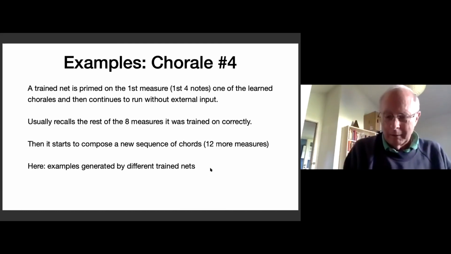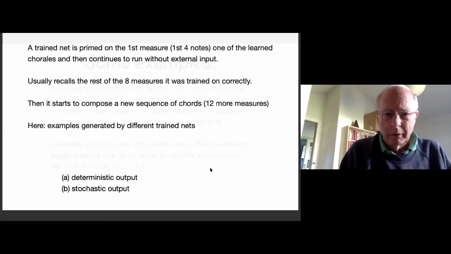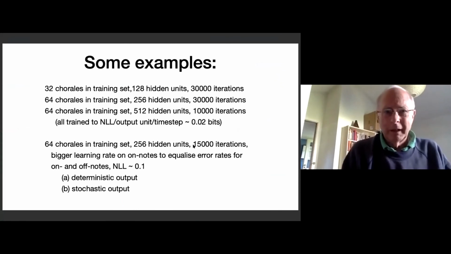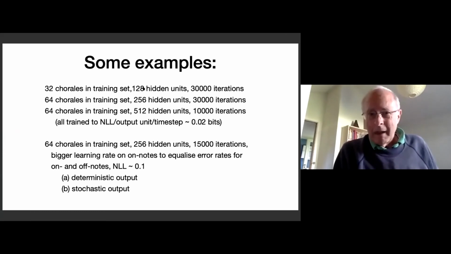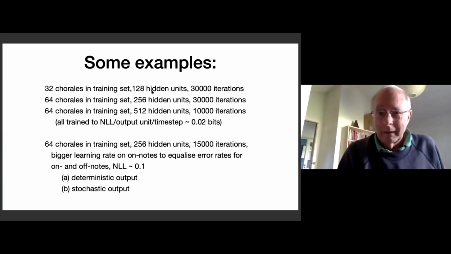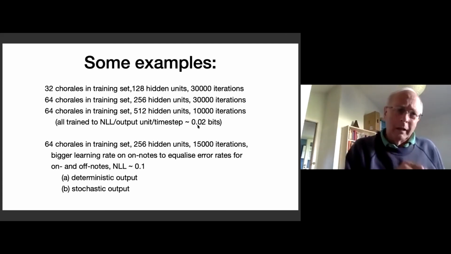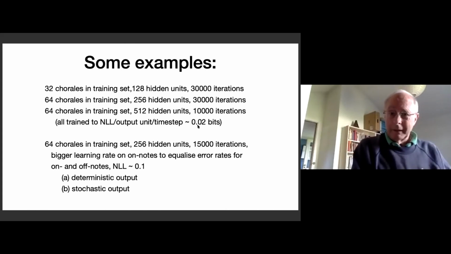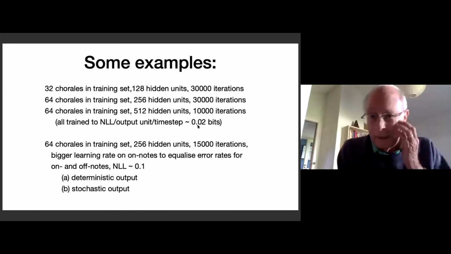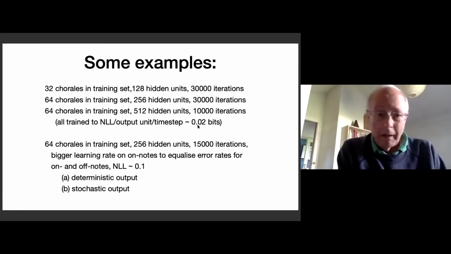Several networks that we used differed in how many chorales we trained on, how many hidden units we had, and how many iterations it took. But all of these were trained to a negative log likelihood per output unit per time step of 0.02 bits, right? 98% of the way, all the way down to 0. Okay.